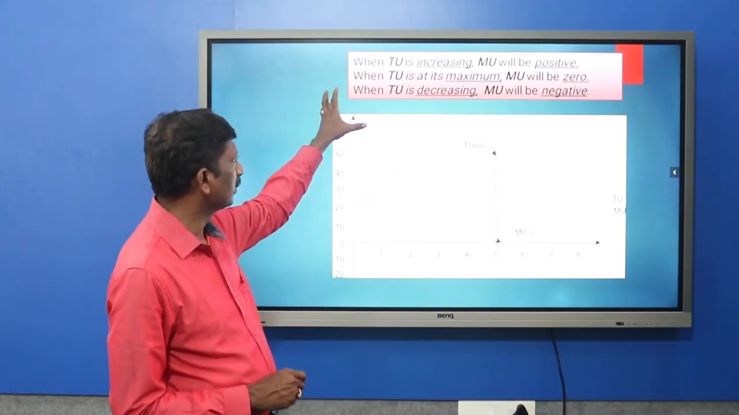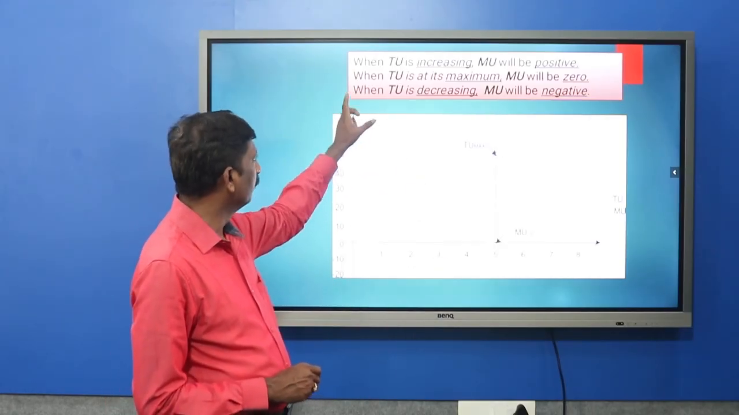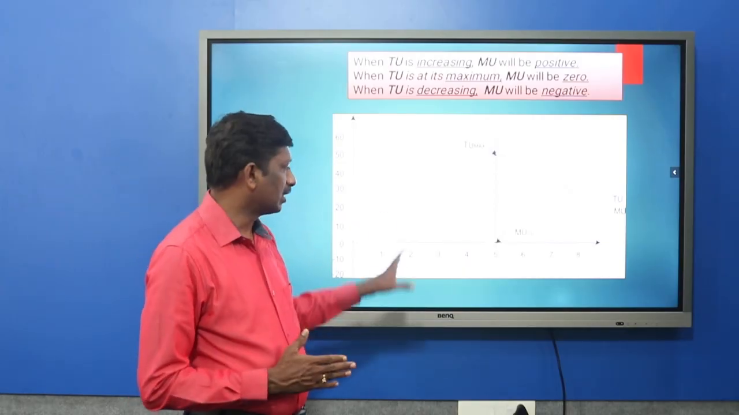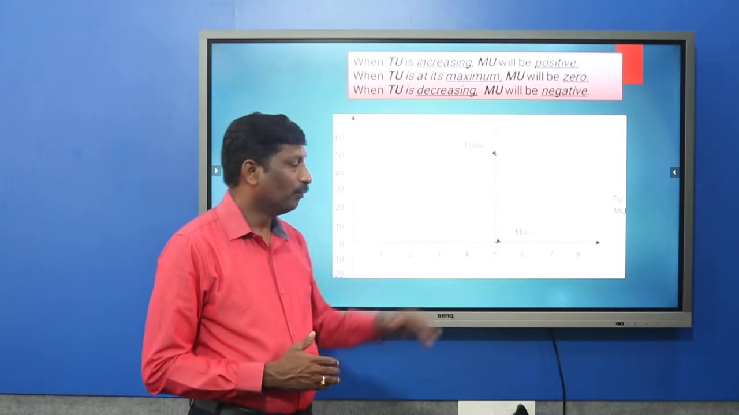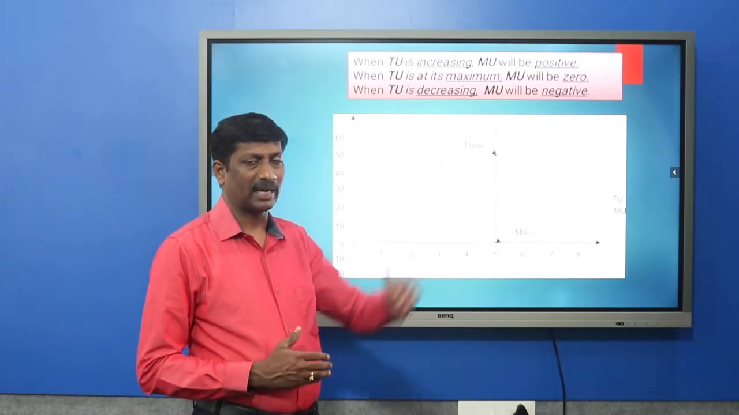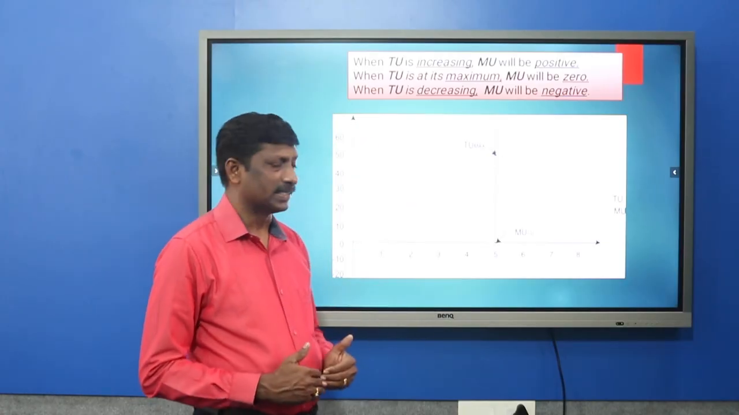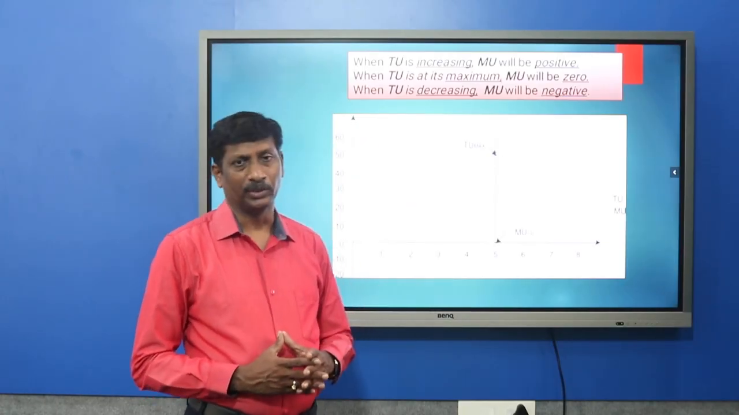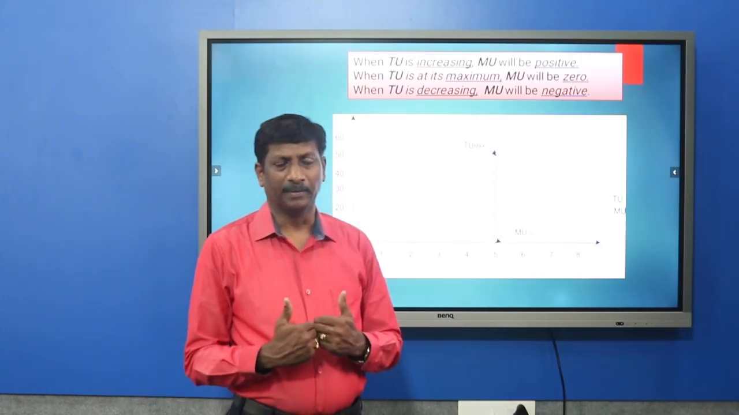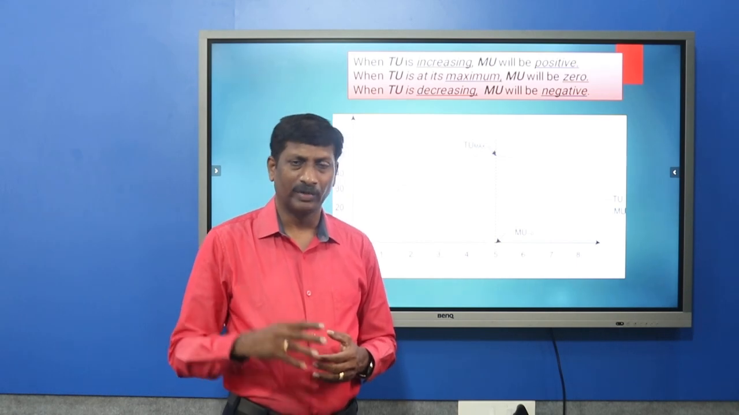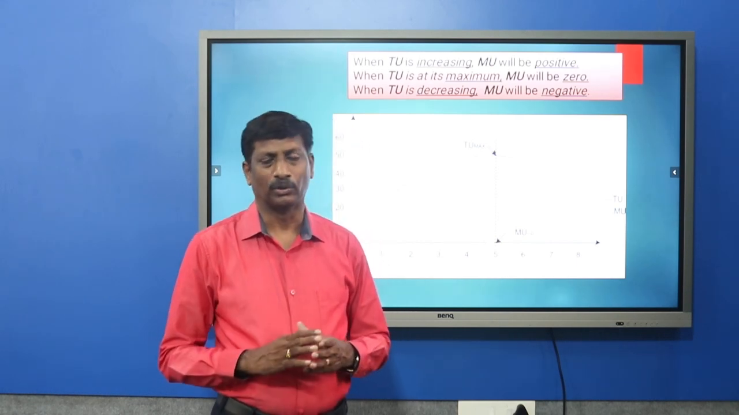So the theory is summarized from the diagram: when total utility is increasing, marginal utility is positive. When total utility is at its maximum, marginal utility will be 0. When total utility is decreasing, marginal utility will be negative. And this theory explains the impact of marginal utility on the consumption behavior of a consumer.